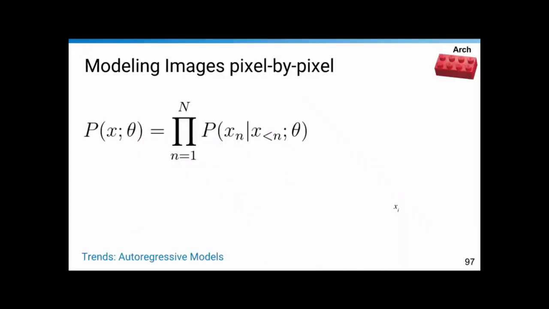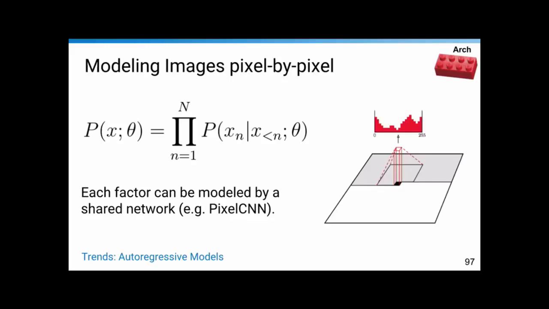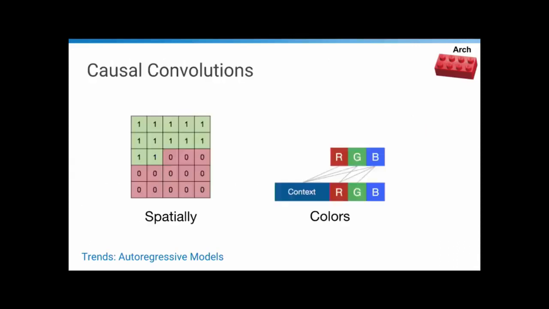Pixel by pixel is the simplest way. So here's a familiar chain rule. And here the assumption is that every factor, this theta, is a shared neural network. So for example, PixelCNN or spatial LSTMs use this kind of approach. And the key component that allows you to do this is causal convolutions.